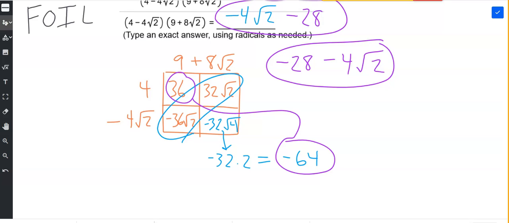I've even gotten to the point where I like to write down things like, so you can notice that down here in this corner, when I multiply negative 4 radical 2 and positive 8 radical 2 together, I got negative 32 radical 4. Now we know the square root of 4 is 2, so you can see that I simplified this into negative 32 times 2, and we know that negative 32 times 2 is negative 64.